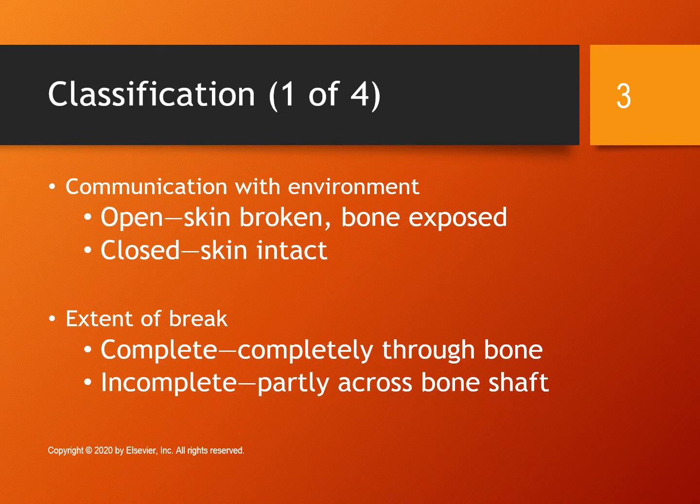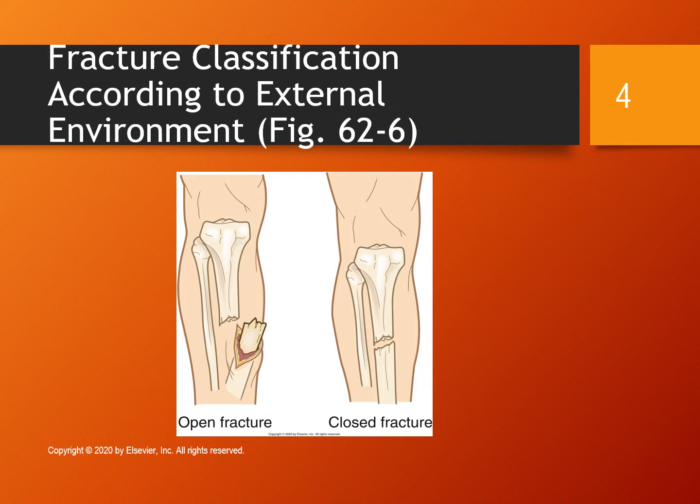This includes an open fracture where the bone is exposed and it's broken through the skin. So the skin's broken and the bone is exposed. With a closed fracture, the skin remains intact. And then there's complete fractures where the break goes completely through the bone, or maybe an incomplete where it's just a partial break. So here's a picture of an open fracture versus a closed fracture. With open, you can see how the bone is exposed.